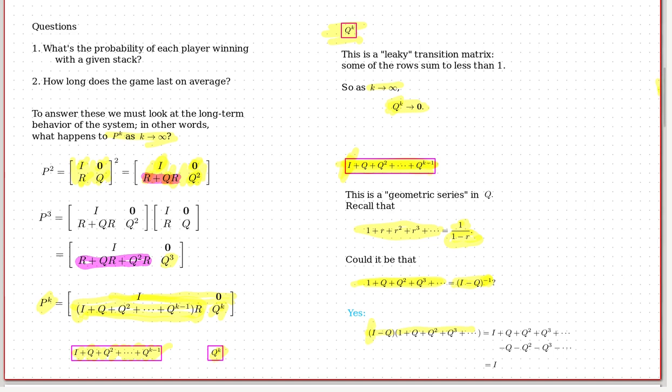If you multiply I times the geometric series, you get this. If you multiply negative Q times the geometric series, you shift all the terms over by 1: the I becomes minus Q, and the Q becomes minus Q squared, and so on. Then when you add everything up, all the Q's cancel, and you're just left with I. So yeah, it works. This infinite series is just equal to (I minus Q) inverse. That's a nice simple formula we can use to compute an infinite sum of matrices, so that's a pretty neat trick.